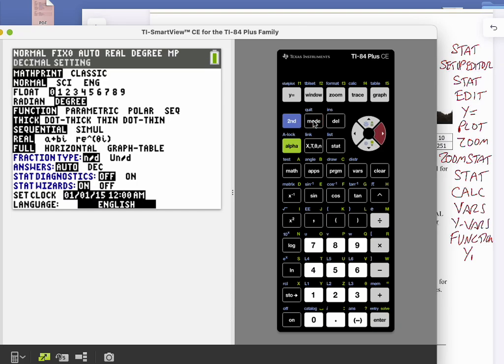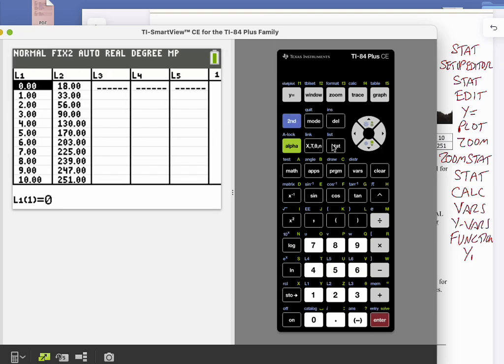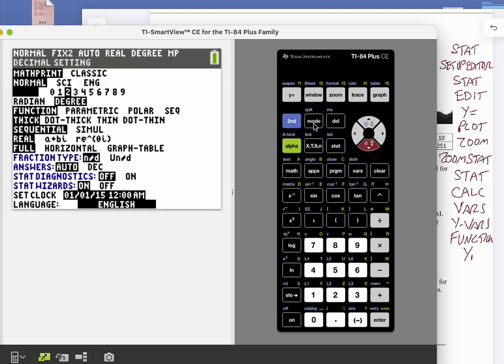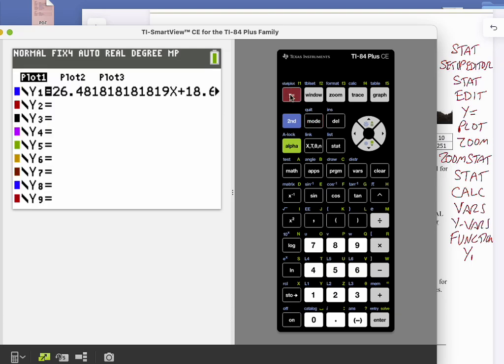If you want to round to 2 decimal places, which a lot of times I ask, just know that it's going to round everything to 2 decimal places. So you'll see like 7.00. If you were to go to your list, everything's now going to be 2 decimal places. We want to be 4 decimal places. So go into mode and change it to 4. And then you don't have to hit enter or anything. You just quit. And this will still be the same.